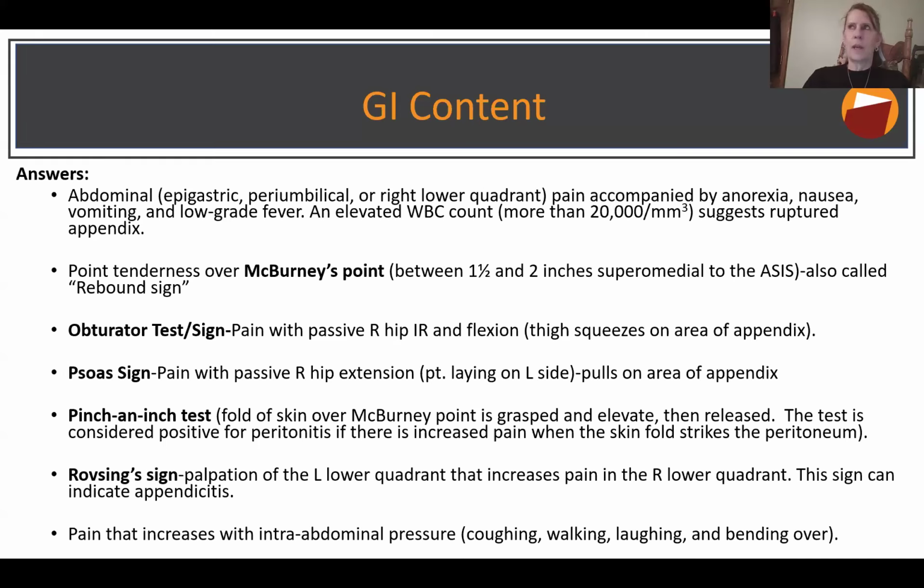There's also another one, and I can't remember what the name of it is, but it's where they're standing and you have them come up on their toes and then quickly drop onto their heels.